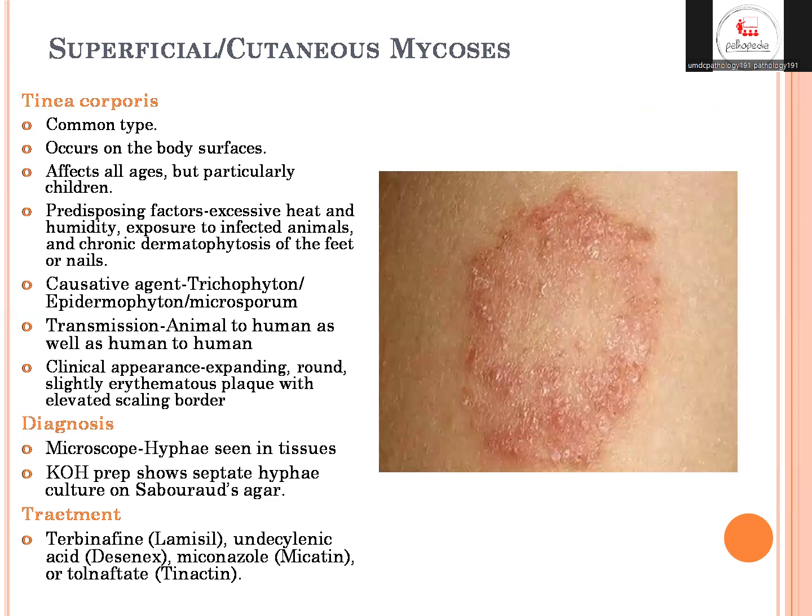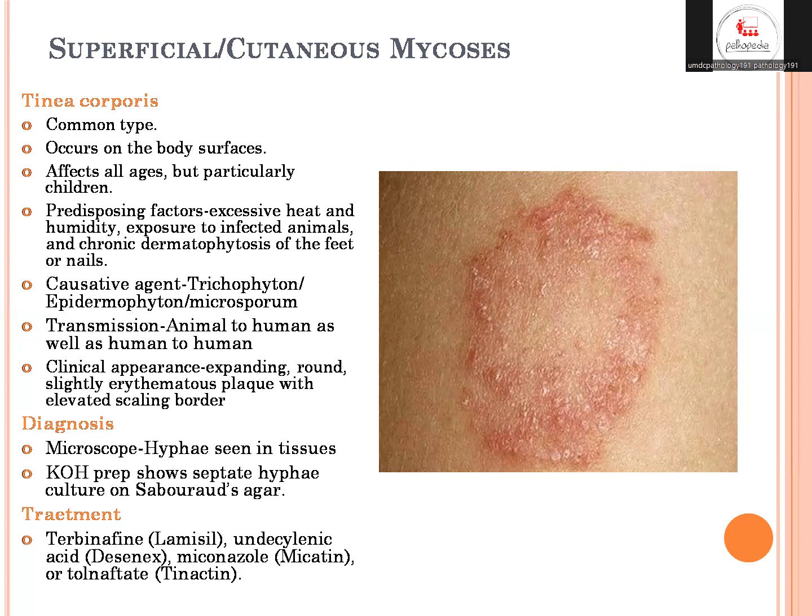Another type of cutaneous mycosis is tinea corporis, as shown in the picture. It is a common type and occurs on the body surfaces, affects all ages, but particularly children. Predisposing factors include excessive heat and humidity, exposure to infected animals, and chronic dermatophytosis of the feet or nails, caused due to Trichophyton, Epidermophyton, and Microsporum, and transmitted from animal to human and human to human as well.